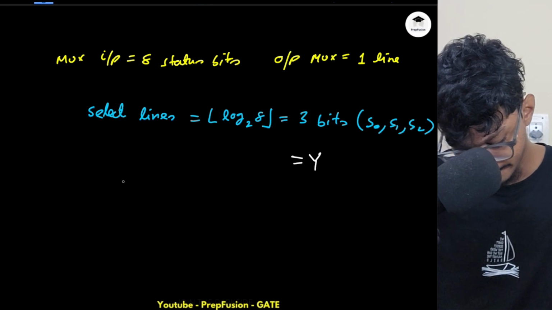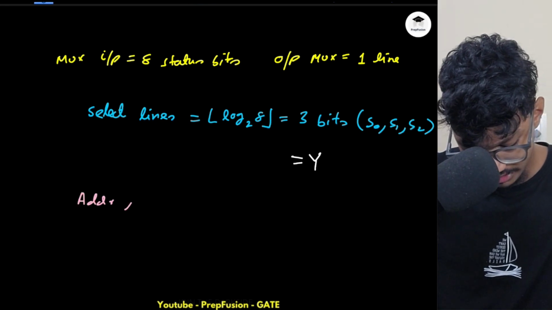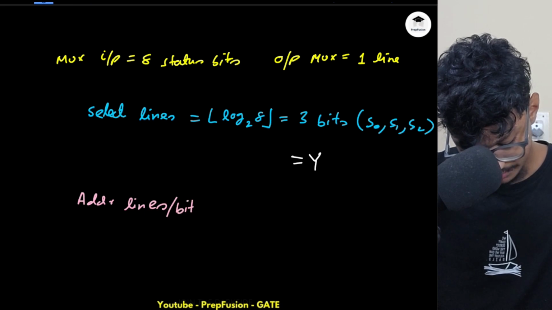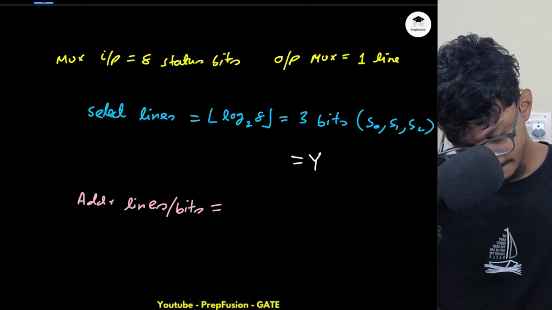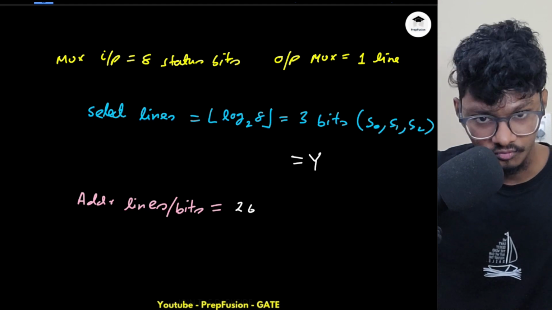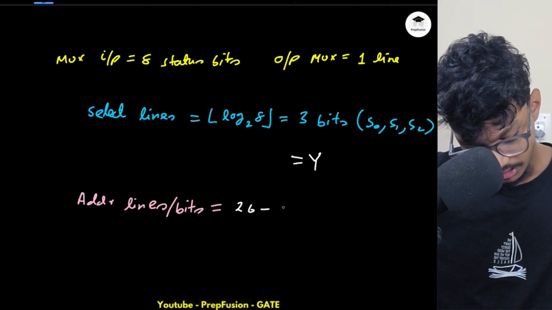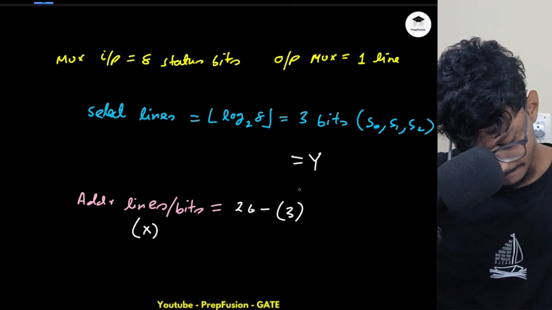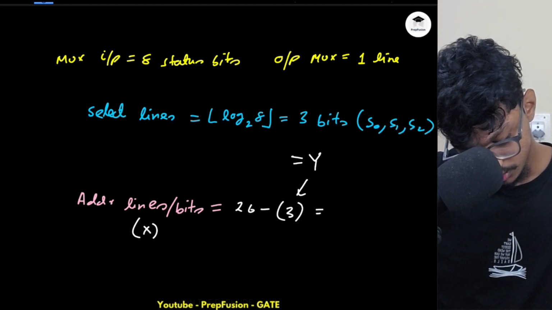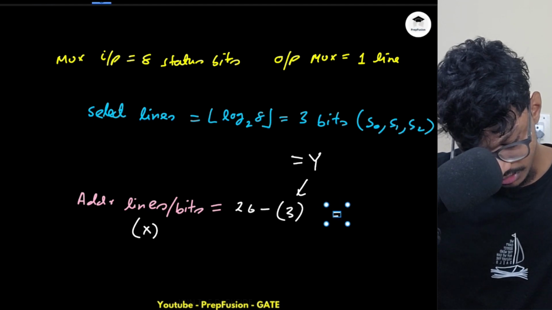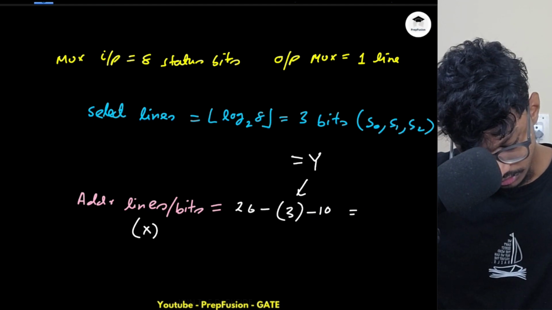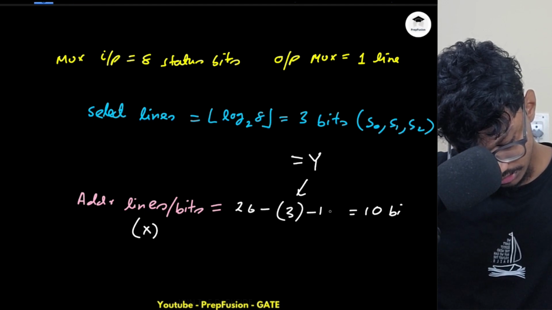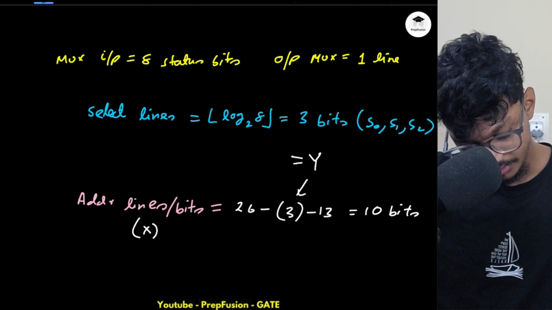So the number of address lines or bits will be simply equal to 26, the total width of the control memory, minus the Y mux select lines. That will give me the X, right? Okay, sorry, I have the opcode length as well, so minus the opcode length. This is actually 13. So this will give me 10 bits.